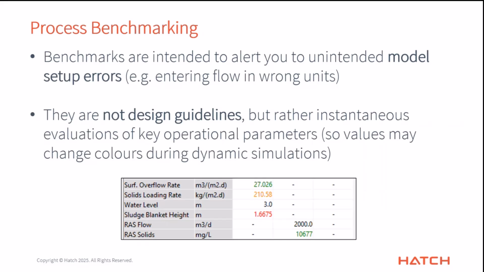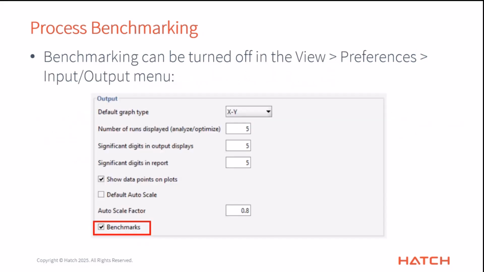It's just a color that we're applying to the results. And if you don't care for it, we can actually turn it off. So in the View Preferences menu, the benchmarks will be selected on, but you can actually just turn it off and it will go back to working like it did previously.